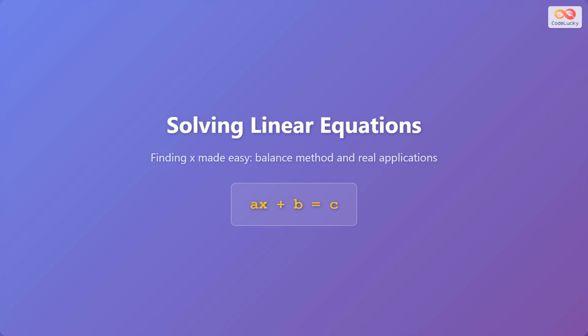The goal is to make finding the value of x easy by using the balance method. We will also see how these equations are used in real life. A linear equation generally looks like x plus b equals c. So let's get started.